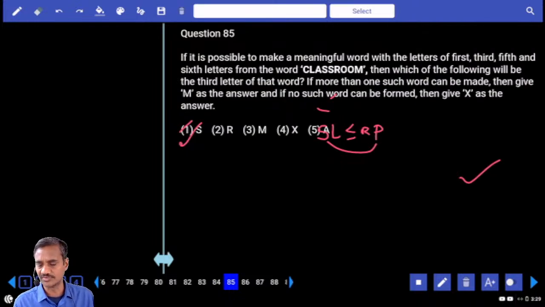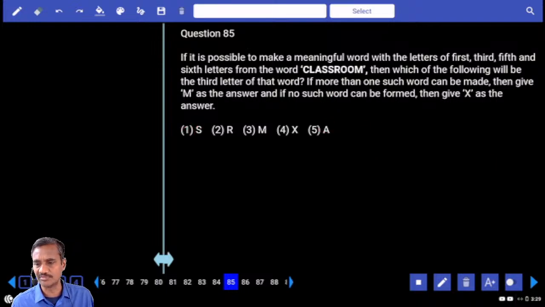Then next one, 85 onwards. If it is possible to make a meaningful word with 1, 3, 5 and 6. And what are the letters we have? Now 1, 3, 4, 5 and 6, isn't it? Then what are the letters? C-A-S-R. Tell me what is the word that can be formed? Care.